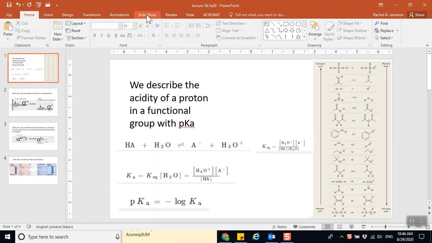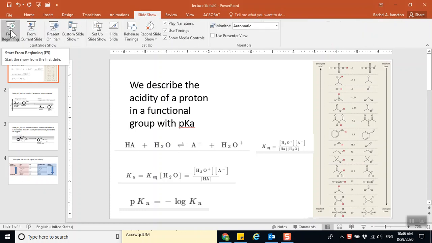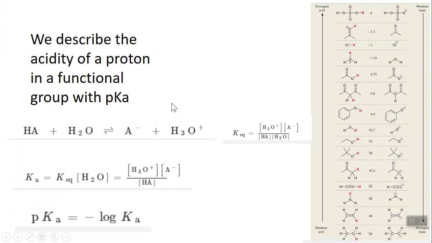So we describe the acidity of a proton in a functional group with pKa. And pKa comes from the equilibrium constant. So if you take any acid-base reaction like we have at the top, the K of equilibrium for this reaction is the concentration of the products multiplied together divided by the concentration of the reactants. The thing is that H2O always has a constant concentration.